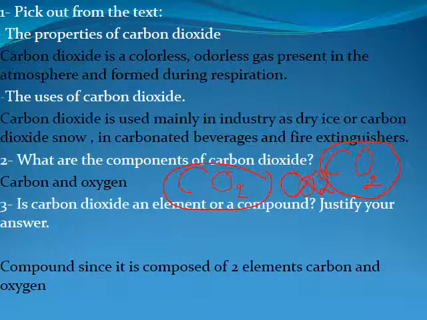Is carbon dioxide an element or a compound? Sure, it's a compound since it's composed of 2 elements, carbon and oxygen.